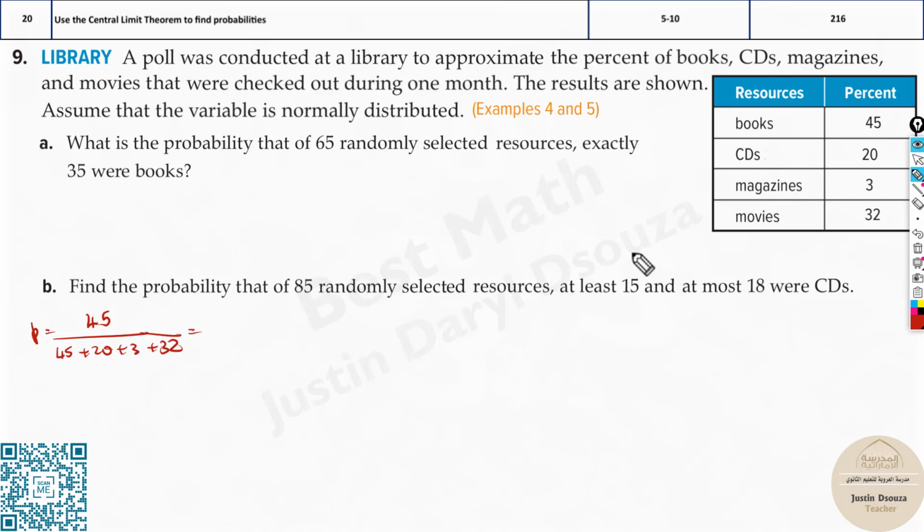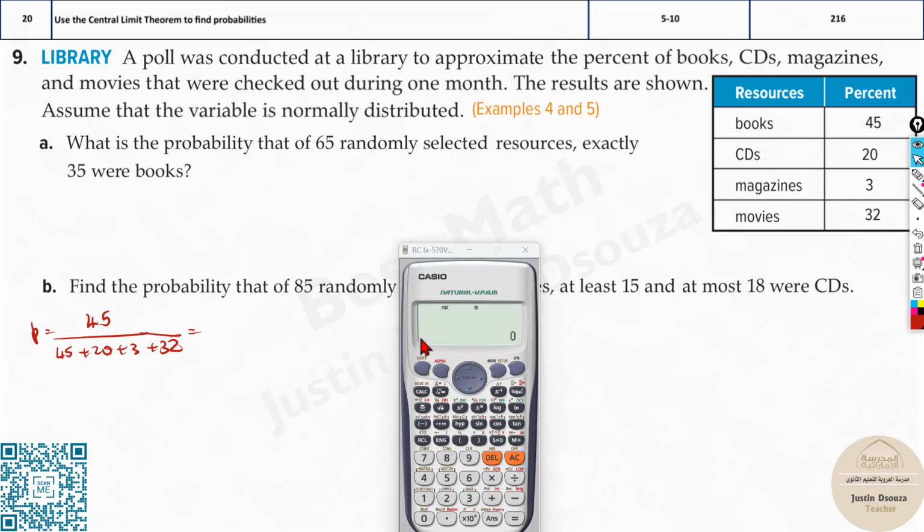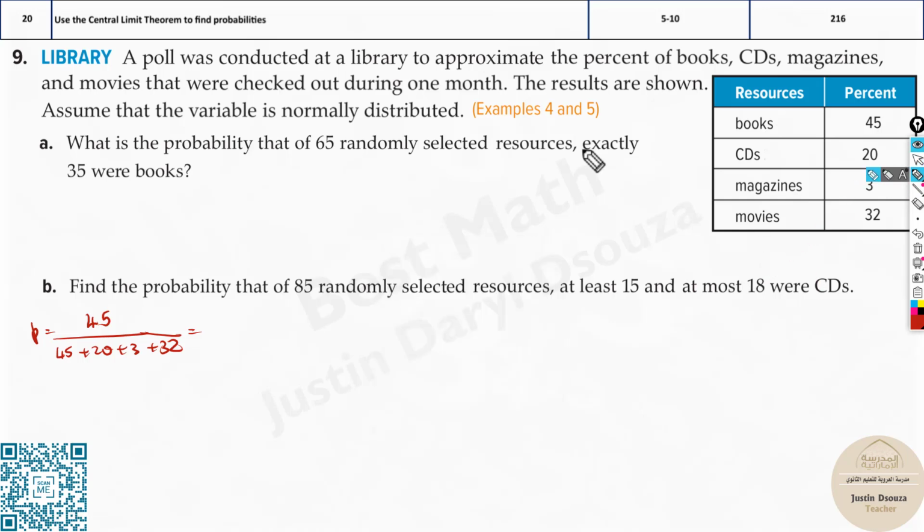Let us do this in the calculator. If your calculator is in stat mode, you can press mode 1 to go to the computation mode. Now you can easily write 45 divided by 45 plus 20, plus 3 plus 32, which is 35. I'm directly writing it, and the probability is 0.45. So the P value is 0.45.